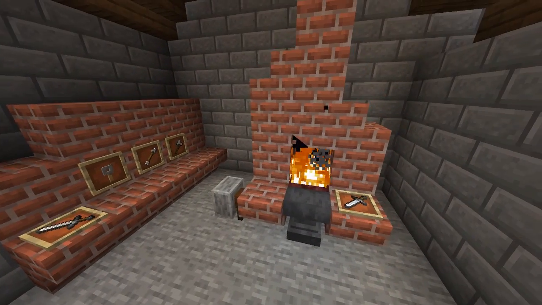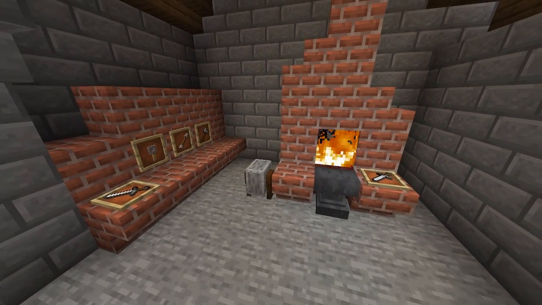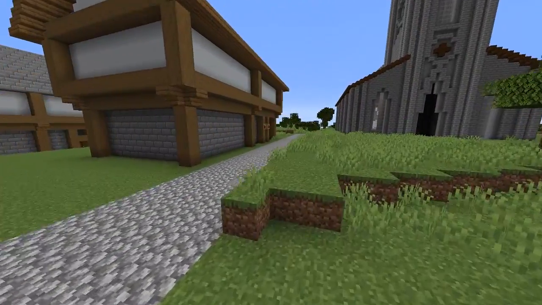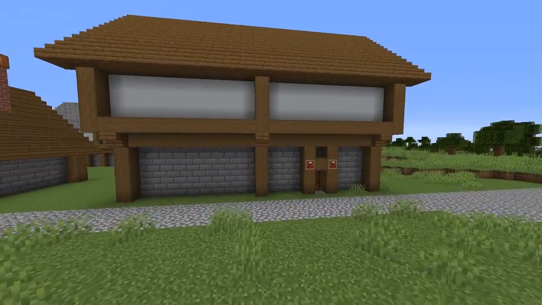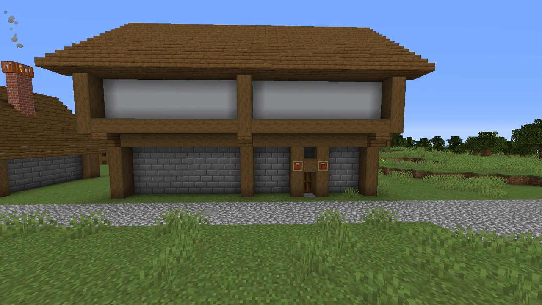The blacksmith makes all of our tools for us, and he is very, very important because all of the other businesses rely on getting tools from the blacksmith. Okay, so right here is the tavern. The tavern is where all the visitors of Edwardston stay, and it also doubles as a bar.